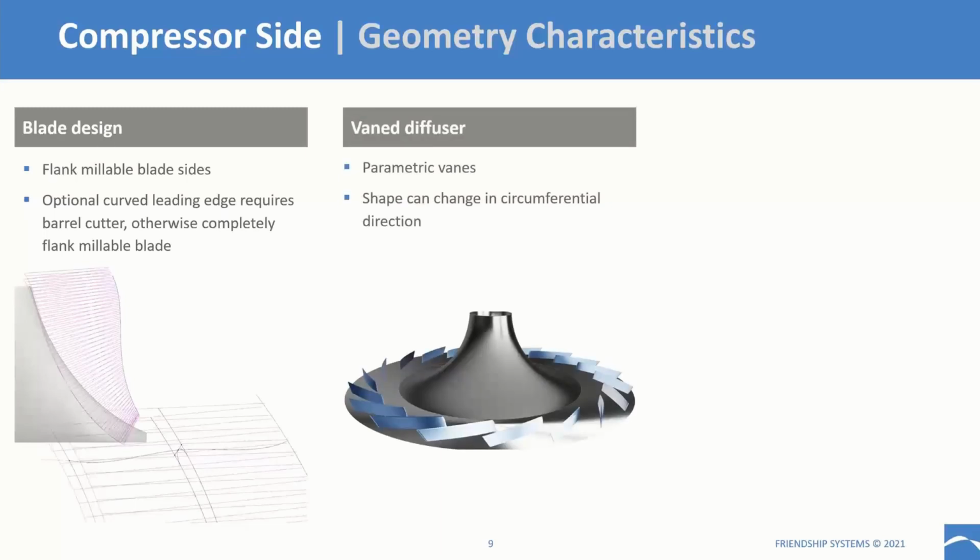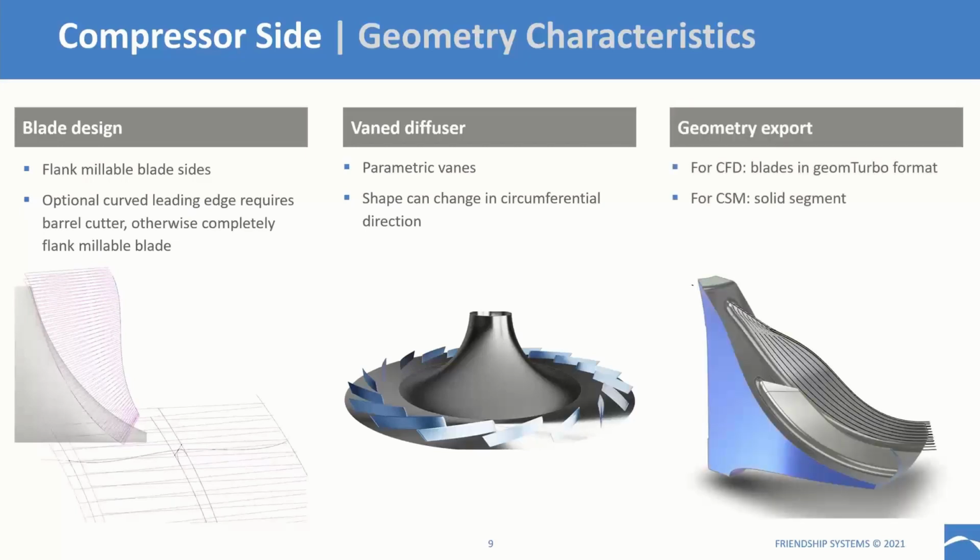Then, as was mentioned by Fritz already, we have a vaned diffuser, with parametric vanes, and the special thing here was that the shape of these vanes can change in circumferential direction, so they don't necessarily have to be all the same. The geometry export for CFD for the blade shape was exported in GeomTurbo format, and for structural mechanics we created a solid CAD segment that was exported in a CAD format.